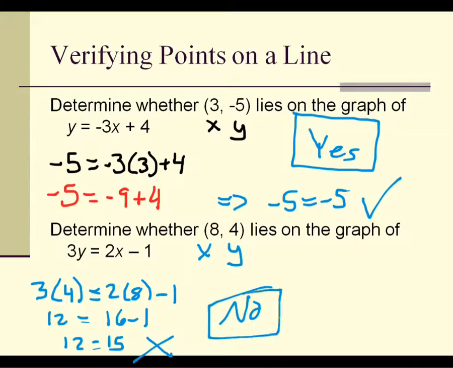This point is not part of this equation, and that point is not on that line, because I got something that wasn't true. Right? I plugged in 4 for y. I plugged in 8 for x. Simplified it. I got 12 equals 15. I know that's not true. So the answer to that one is no. So that's how we check if we have a point. Is it on that equation? We just plug it in and see. Any questions with that so far?